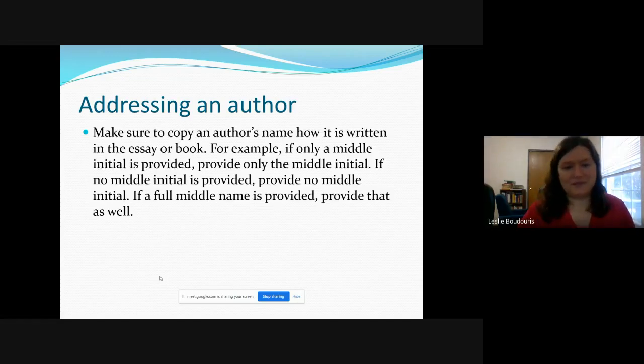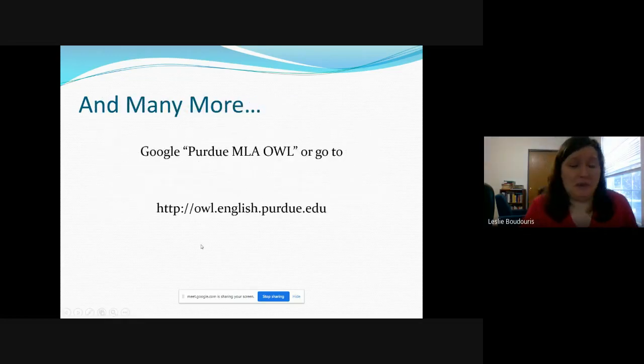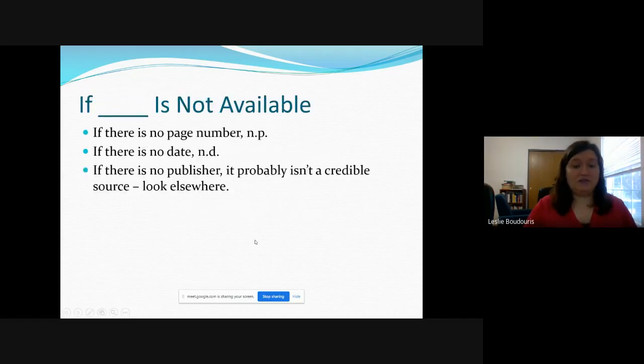That's never something I've seen before, but generally you do want to use the last name of the author as you're referring to them. Don't just call them by their first name, unless maybe you actually do know them. And again, this is the Purdue OWL website, so if you do want to copy and paste this and look at it a little bit more, you can definitely do that.